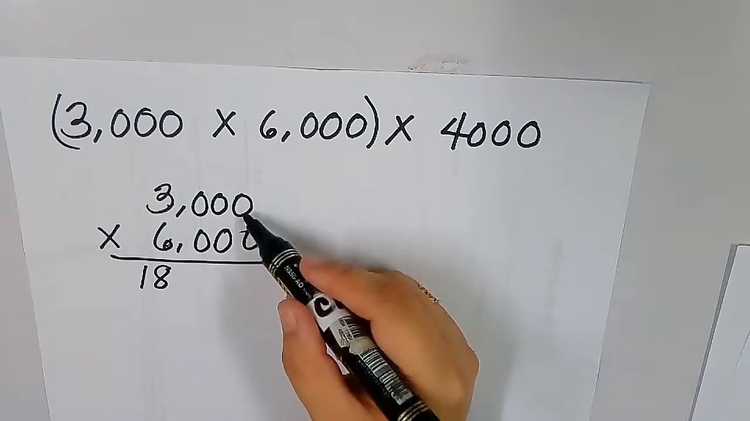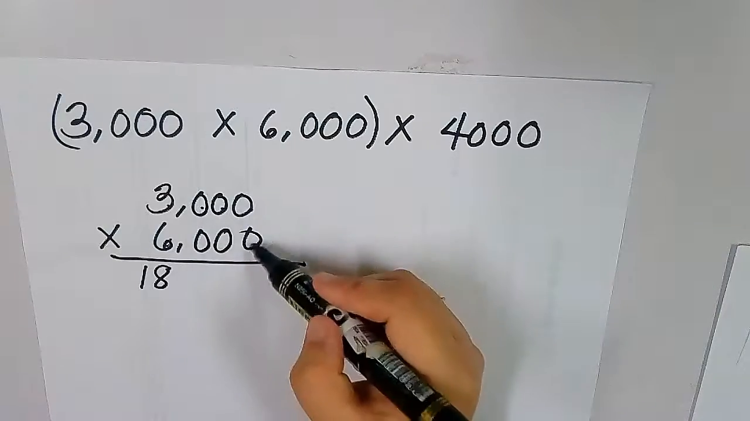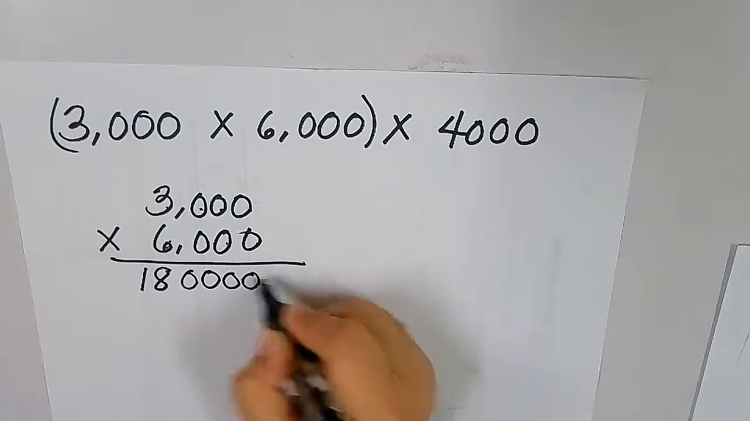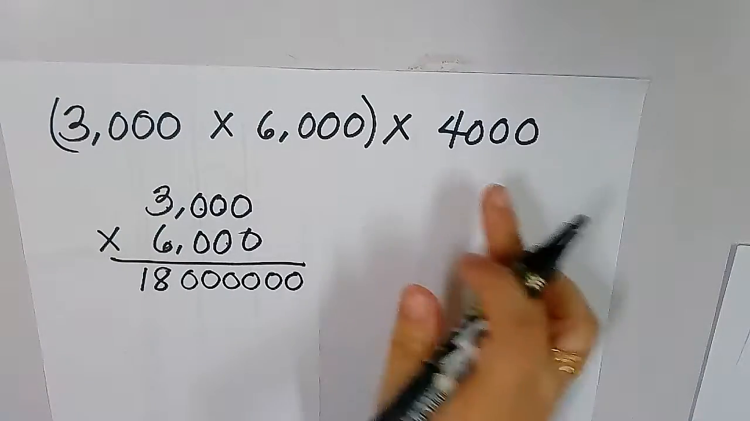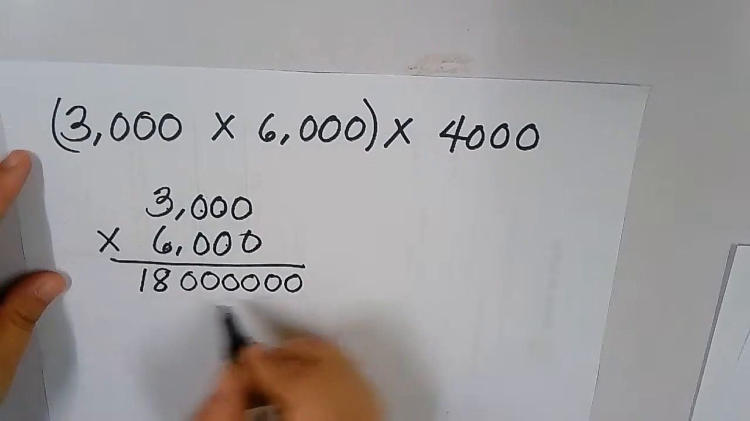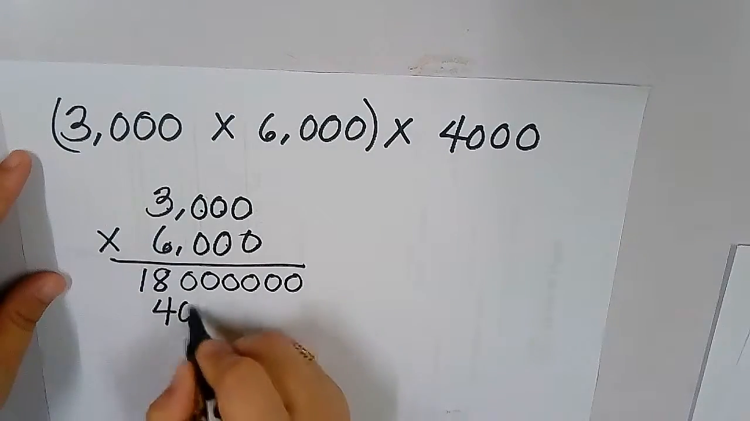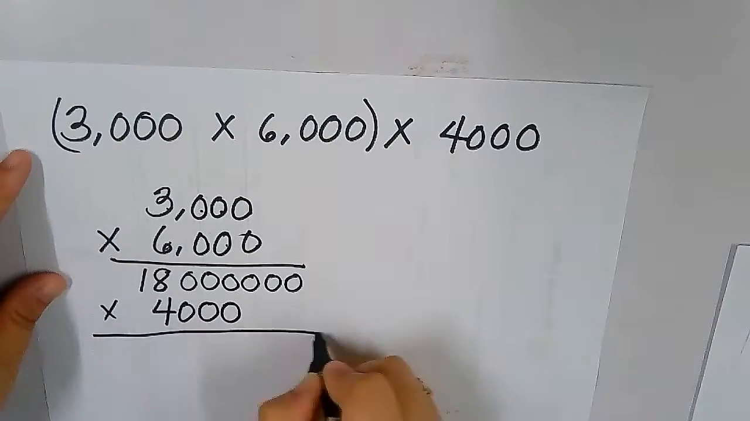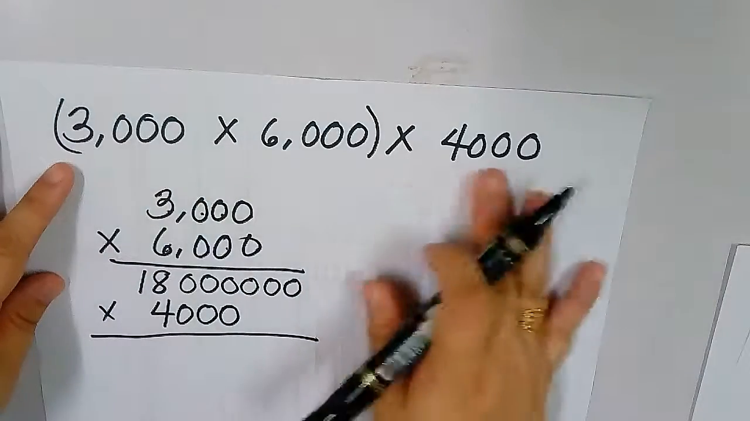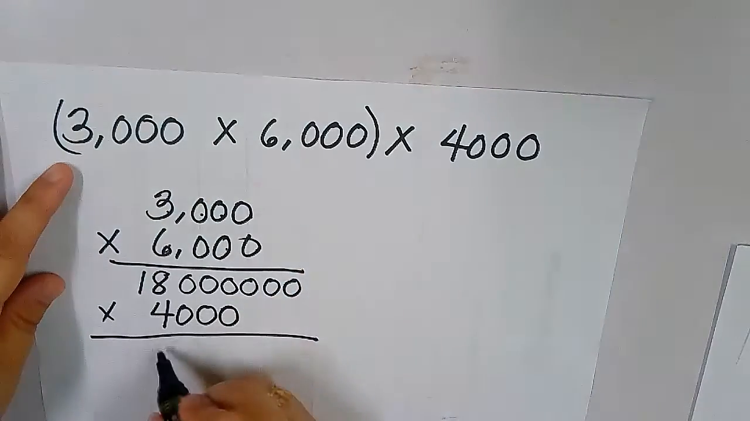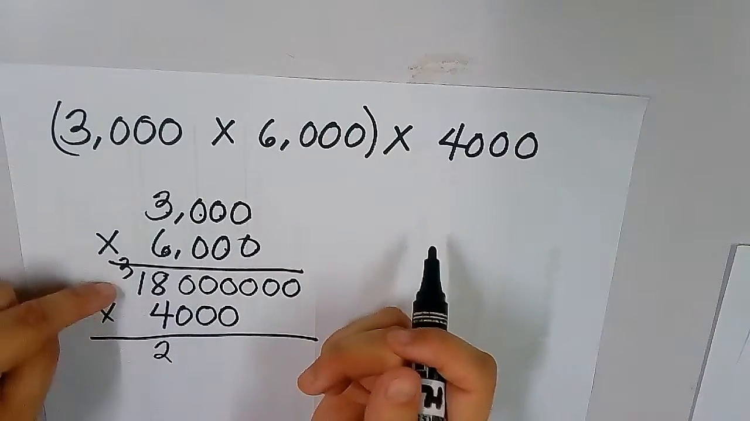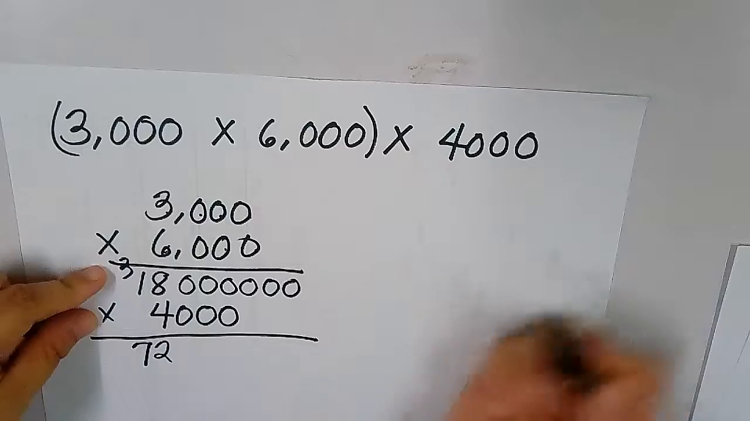Then, we count the number of zeros. 1, 2, 3, 4, 5, 6. Now, we multiply now the last number, which is 4,000. Okay, don't mind the zeros again. Total naman, lahat naman sila ay mga whole numbers. So, 8 times 4, we have 32. 4 times 1 is 4 plus 3, which is 72.